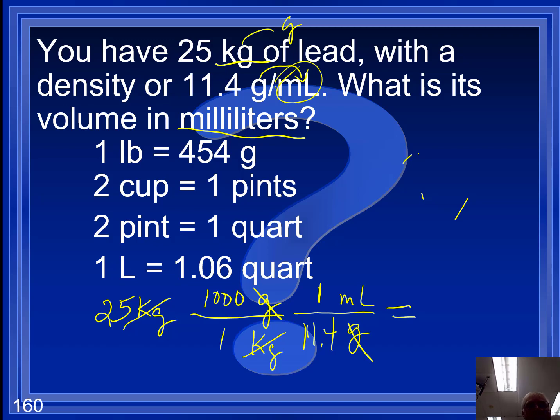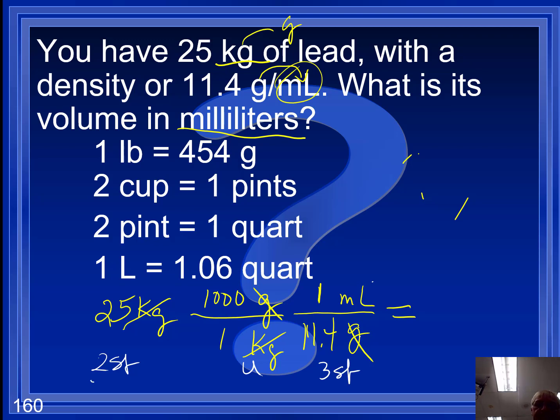Well, the first 25 kilograms, that's got 2 sig figs. The grams and kilograms, that has unlimited sig figs because they're both metric. Grams to kilograms is a definition. Grams and milliliters, well, to get between grams and milliliters, you'd have to measure it. So it's a measurement. That has 3 sig figs.